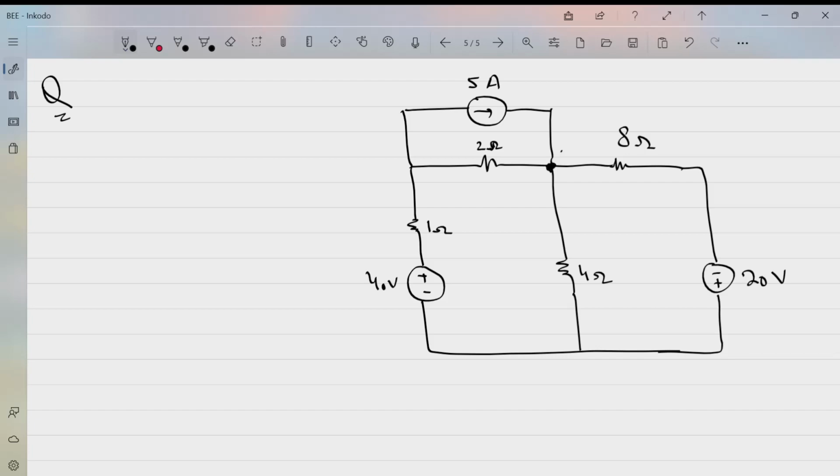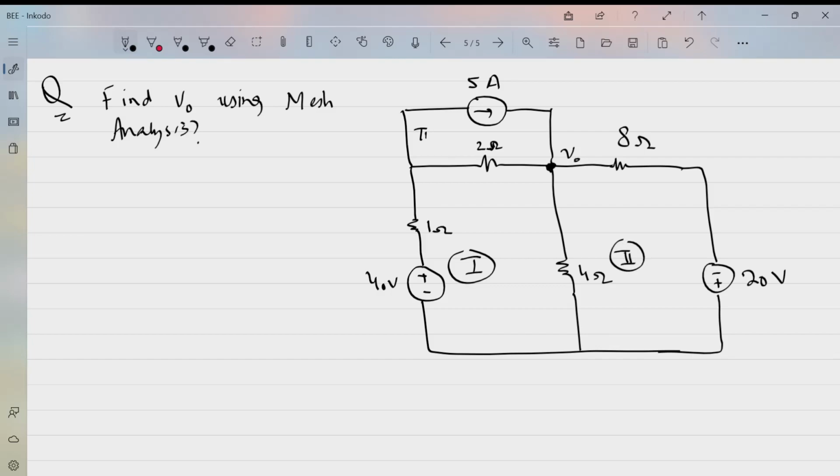So your question is, find V naught using mesh analysis. We have 3 loops here, 1, 2 and 3.